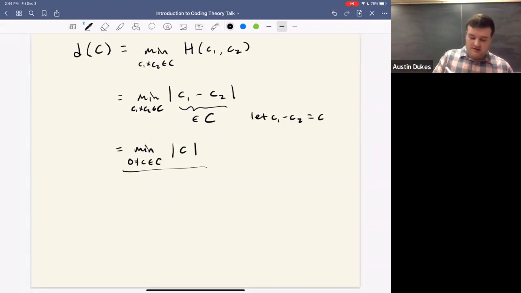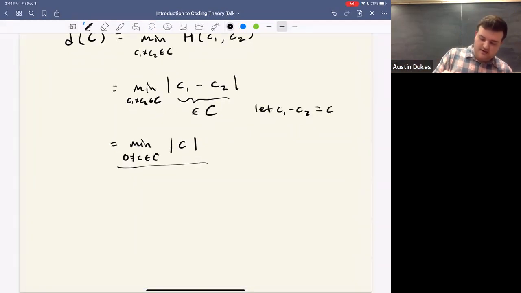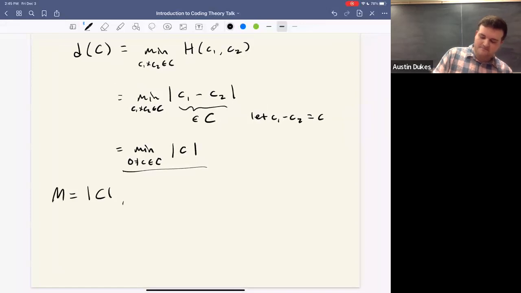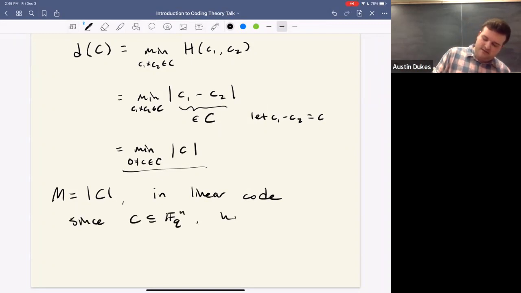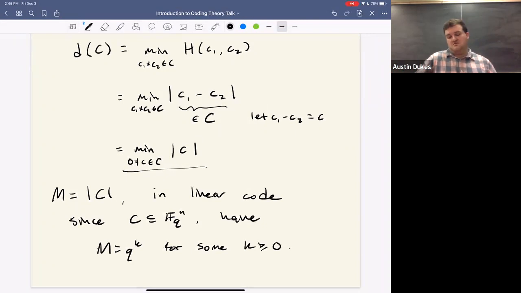All right. Also, the size of C. So we had M is the size of C. In a linear code, because C is a subspace of F_q^n, we can actually write that M is q^k for some k greater than or equal to 0. We're not going to want an empty code. We're not going to want the trivial code of 0, 0, 0, but we could have it. It could only have one element. It's not going to be very useful, but some subspace of F_q^n is going to have size q^k for some k.